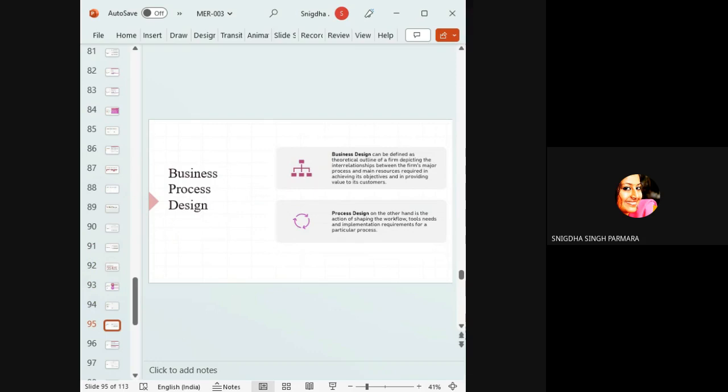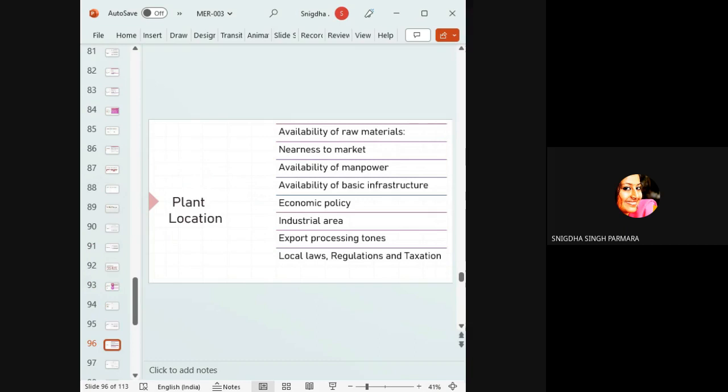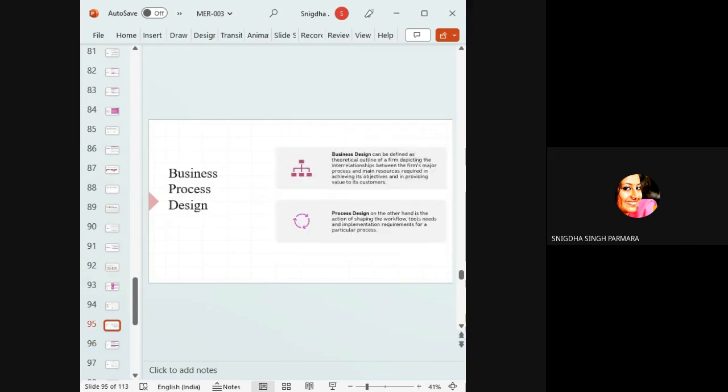Business process design. So what is business process design? It is the theoretical outline of a firm depicting the interrelationship between the firm's major processes and main resources required in achieving the objective. So this is how the firms are going to be providing value to its customers. This is how they basically depict through an outline how you're going to achieve your objectives, right? So this is business process design wherein you design the entire process.